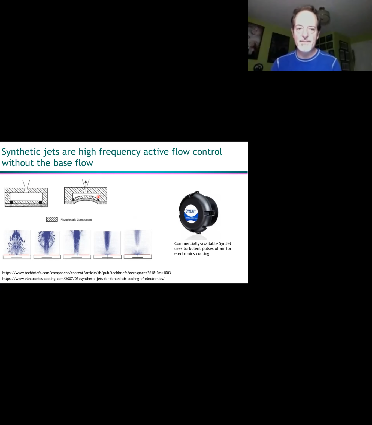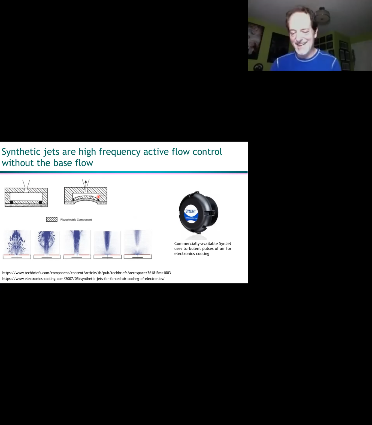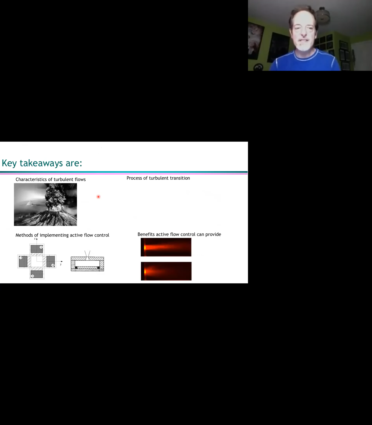So I looked, John, and it's available. It's being used to cool high-powered LEDs, apparently, and in cooling things in cloud computing. So it's a really cool idea. It's really being used. Yeah, there you go. All right. So that's basically all my talk.